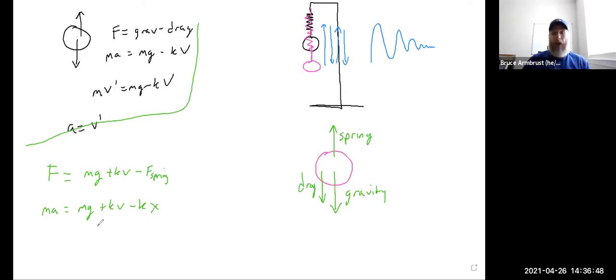Now if you look at this differential equation, it's still a differential equation. Again, acceleration is an x double prime. Velocity is an x prime. Uh-oh, hold on, I've got two k's. I don't want two k's. We'll use k for the spring, and we'll use, how about gamma, for our velocity coefficient.